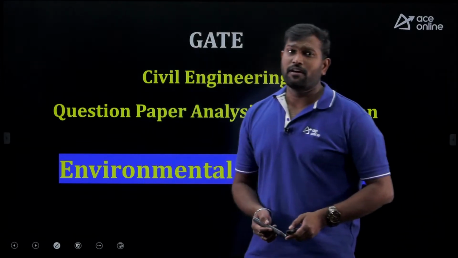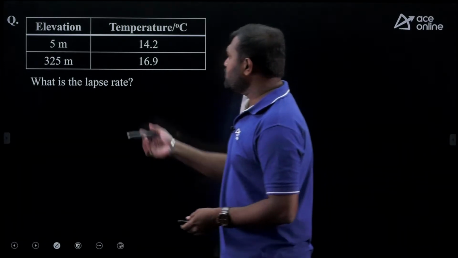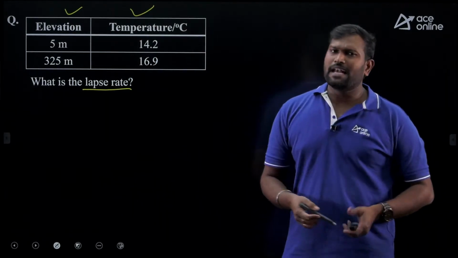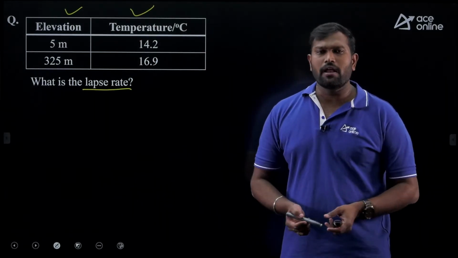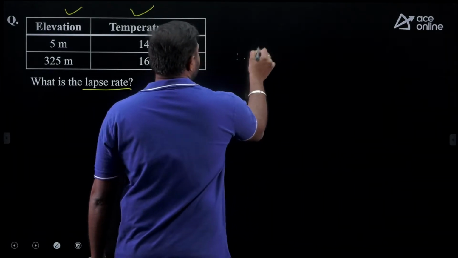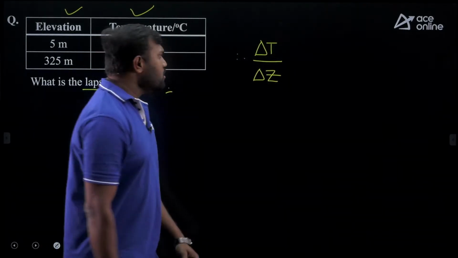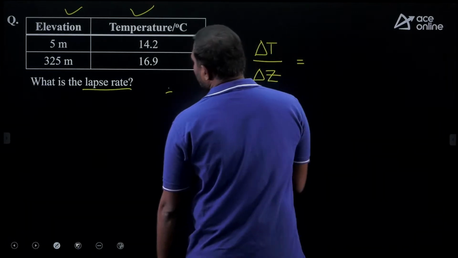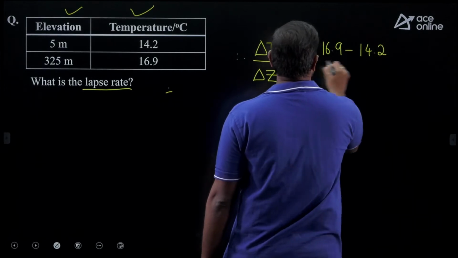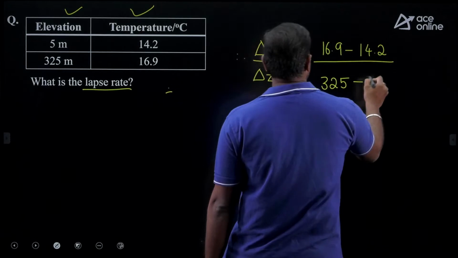Now come to the analysis of the environmental engineering. So in this, the question goes as the elevation is given and temperature is given. So what they're asking is a lapse rate. That lapse rate is nothing but the prevailing lapse rate or environmental lapse rate. So lapse rate is nothing but change in temperature with respect to the altitude. So whatever the change in temperature over here, 16.9 minus 14.2 by 325 minus 5.